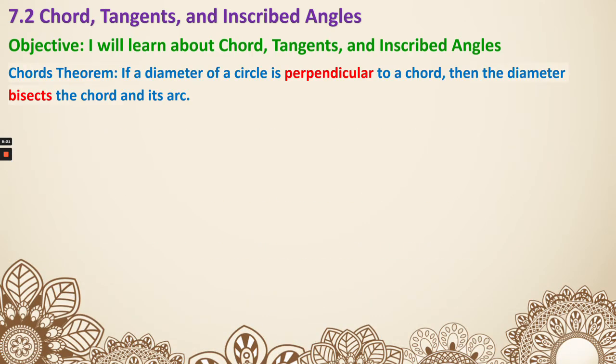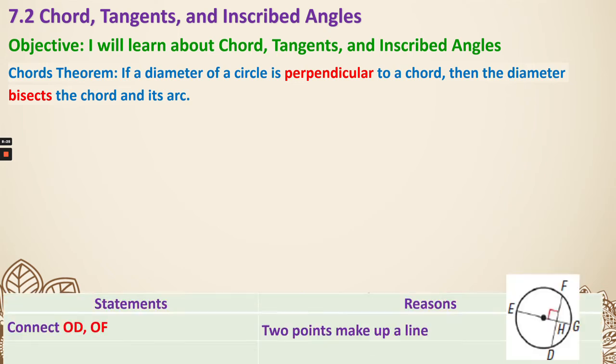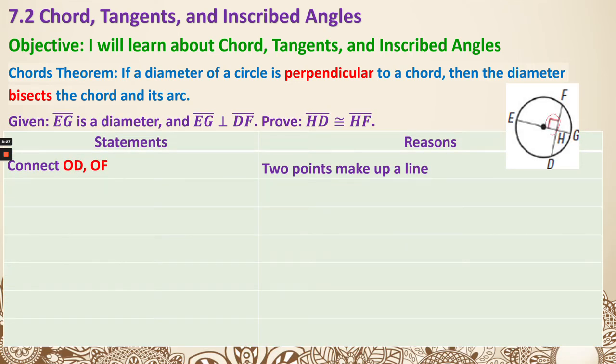Next, we have Chords Theorem. This one is saying if a diameter of a circle is perpendicular, so perpendicular is already set up, then this diameter bisects the chord. And of course, also the arc. So the key idea here is we already know it's perpendicular, then we can conclude it bisects.